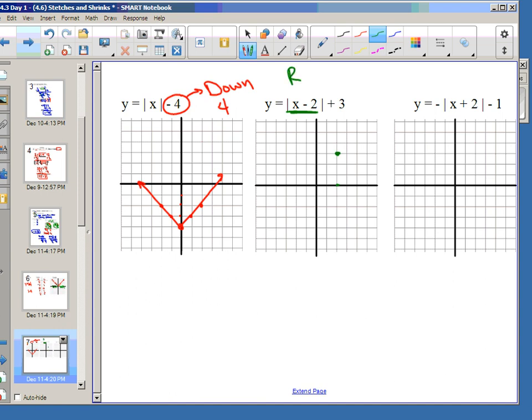Okay, so this is right 2 and up 3. And from here we can go up 1 over 1, up 1 over 1, and then the other side up 1 over 1 and up 1 over 1.